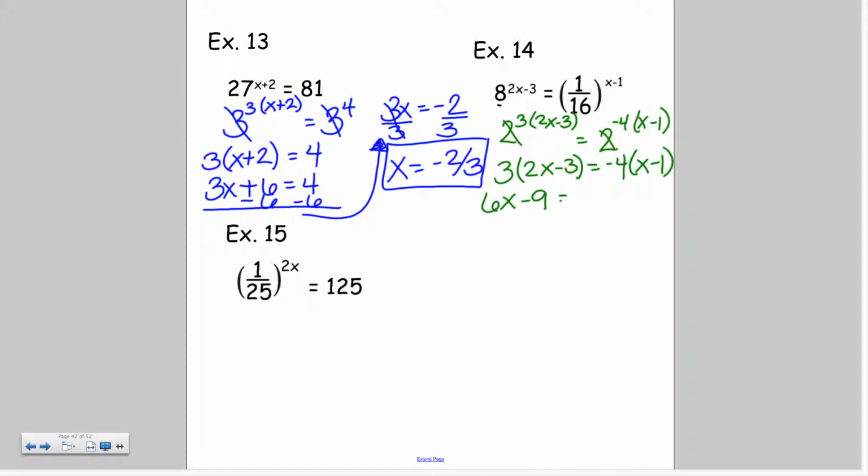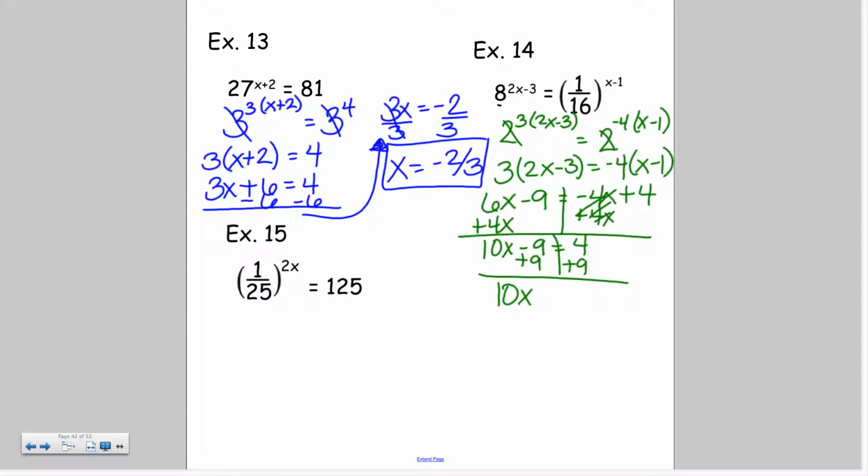6x minus 9 is equal to negative 4x plus 4. Now, combine your like terms. So plus 4x on both sides. It's going to give me 10x minus 9 is equal to 4. I'll add 9 to both sides. That gives me 10x is equal to 13. I'm going to divide by 10. X is equal to 13/10. All right, one more.